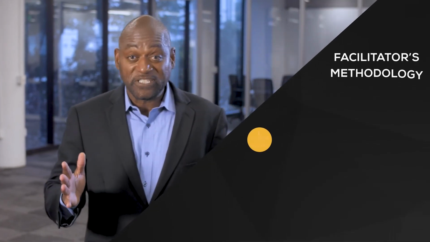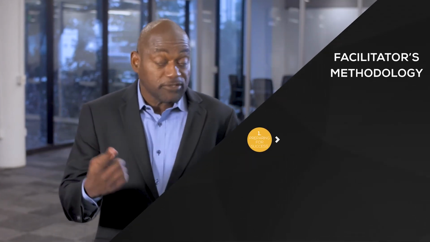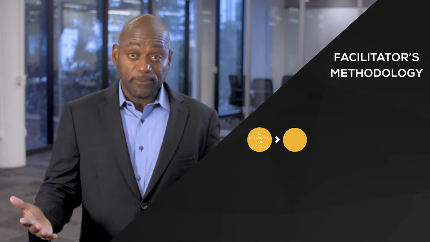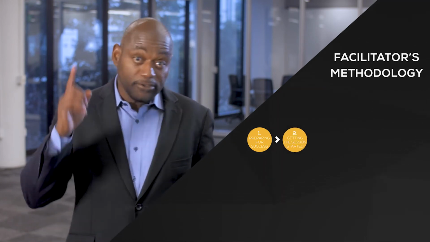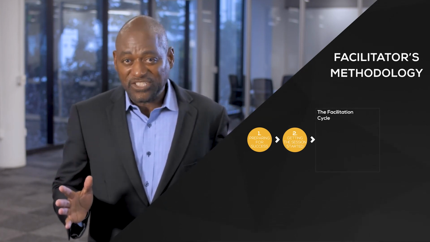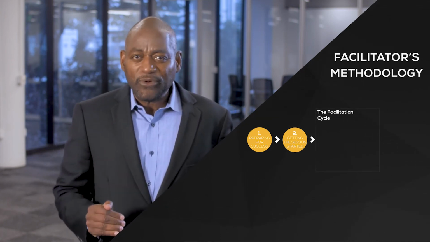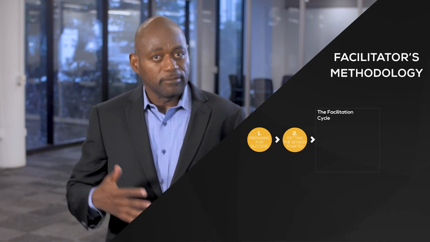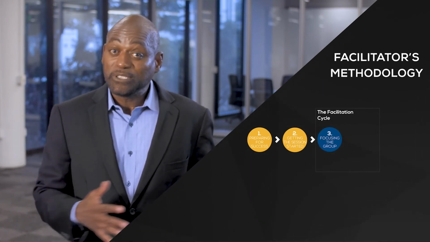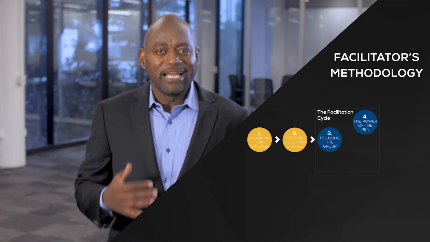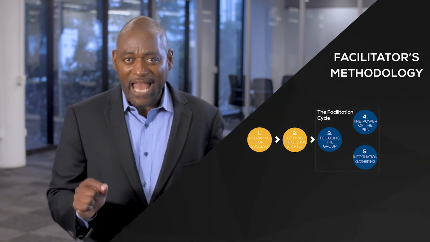So why do we call it a methodology? Well, let's take a look. With principle number 1, preparing for success, you do that principle once for a session. Likewise, principle 2, getting the session started, you do that once for a session. Then you enter what we call the facilitation cycle, where once for every agenda item, you do 3 things. Principle 3, focus the group. Principle 4, using the power of the pen. And then principle 5, information gathering.